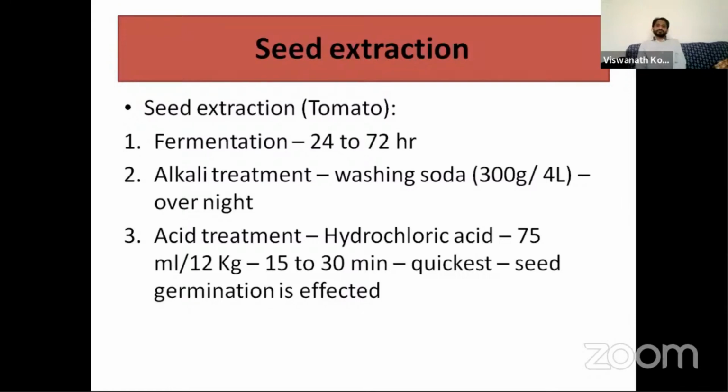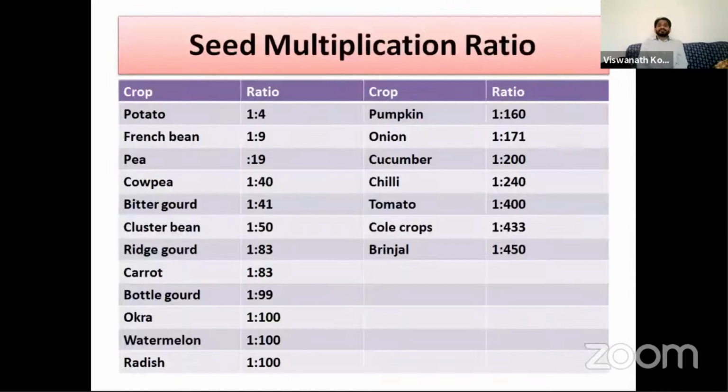Alkali treatment with washing soda, 300 grams per 4 liter. We have to keep it overnight, and the next day we can extract the seed. But acid treatment is quick, with hydrochloric acid, 75 ml per 12 kg seed. Within half an hour you can extract the seed, but seed germination is affected due to the acidic nature of the hydrochloric acid.